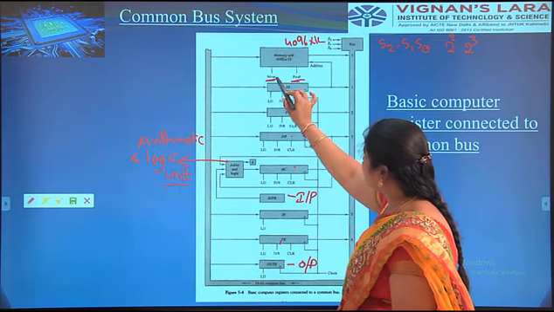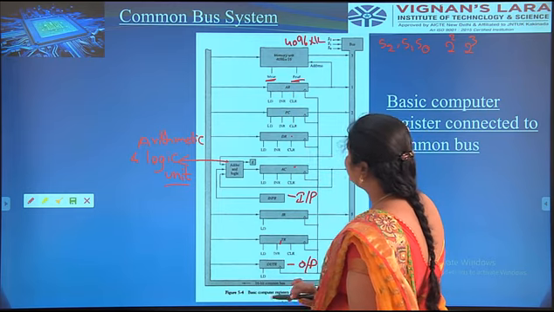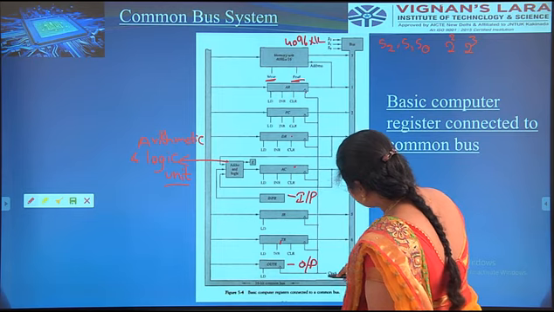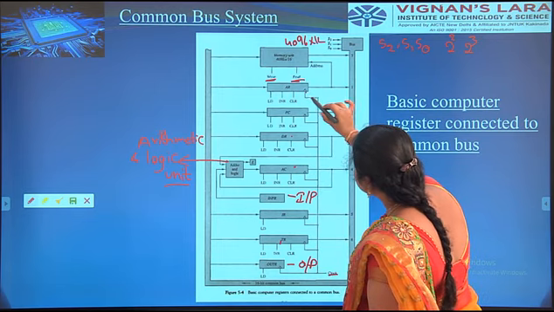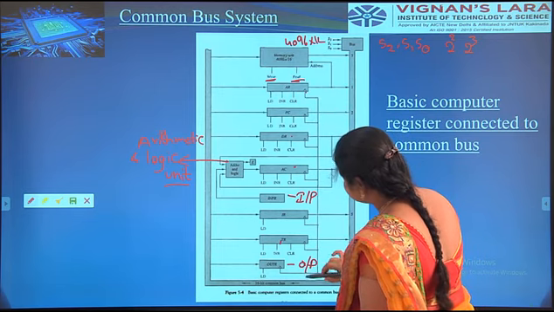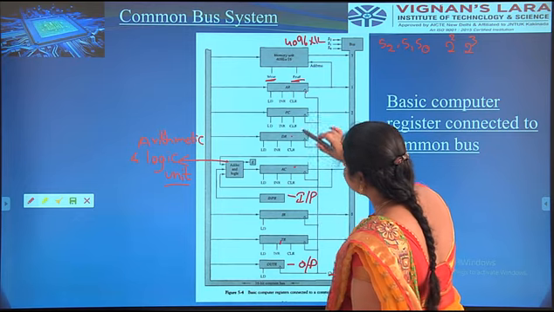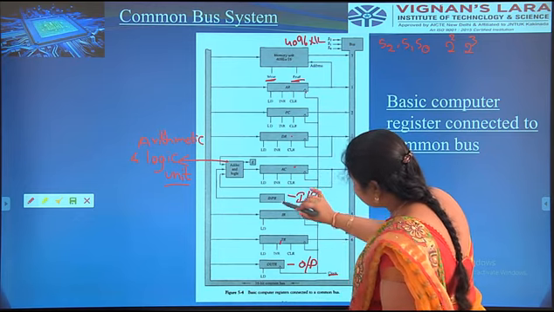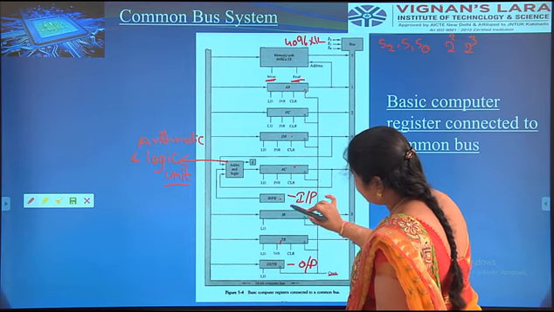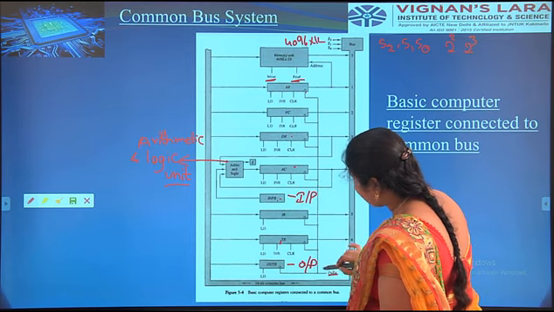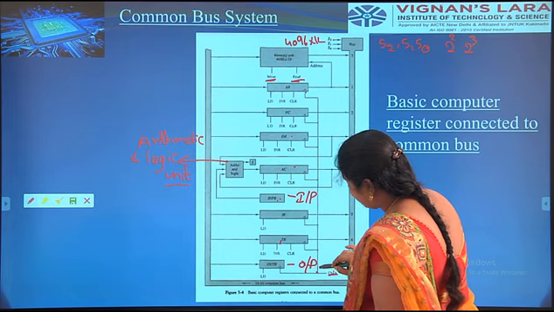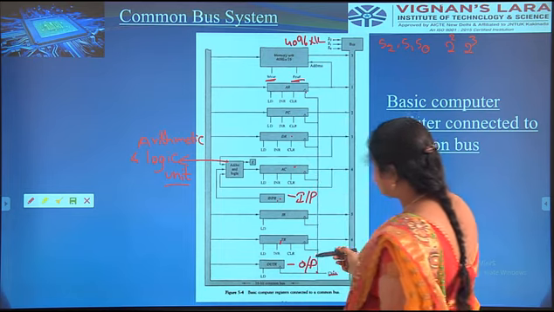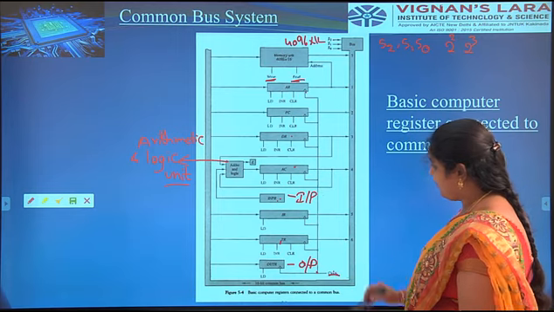These 2 are the control inputs for the memory unit. This is the clock pulse. This clock is connected to all the registers. All the registers, here 5 registers, are connected to the clock. Here the input register is not connected to the clock, but the output is connected to the clock. Here we have 7 registers connected to the clock pulse.